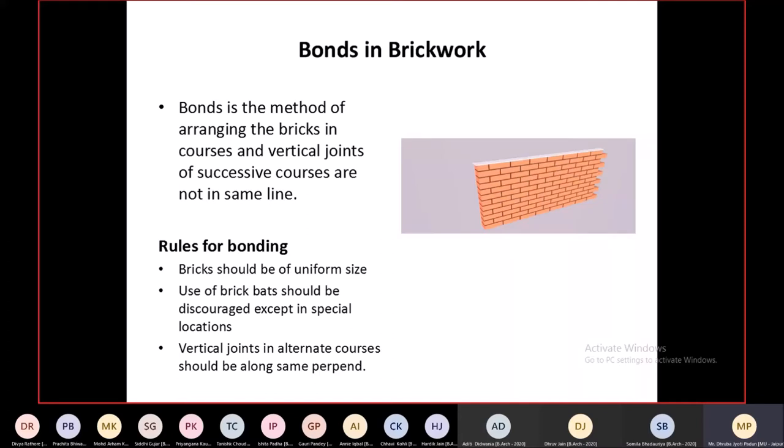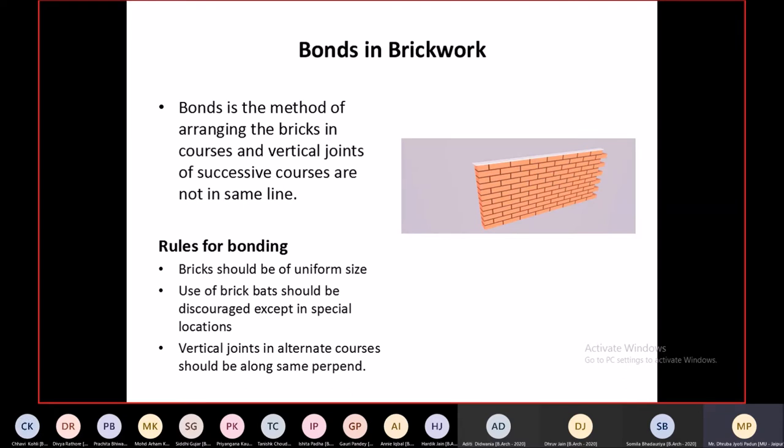And today we'll discuss different types of bonds that we can have with brickwork, right? So now you can see, if you look at this particular image, we have some pattern. There is a pattern of laying the bricks to construct a wall. These basic patterns are based on some types of bonds. So we'll discuss those types of bonds.